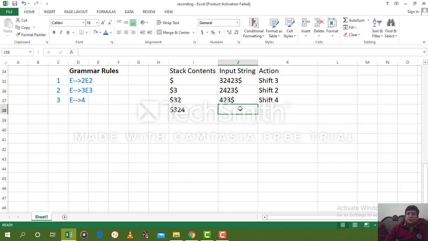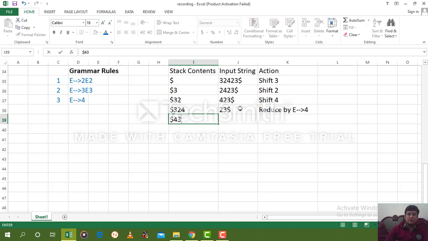Now the input string contains 3 symbols. What should we do with the 4? This 4 is the top of the stack. There is a production rule, E produces 4, so we can reduce this 4 to the left hand side, E. So now the stack contains 3, 2, and 4 has been converted to E. Now we have 2 as the input symbol, so we will shift this 2 on the stack.